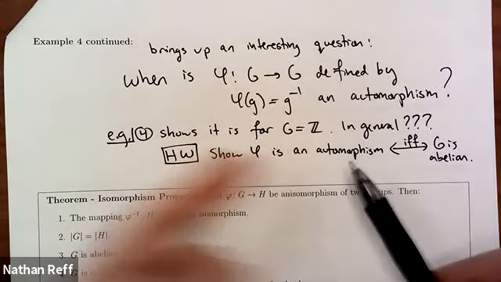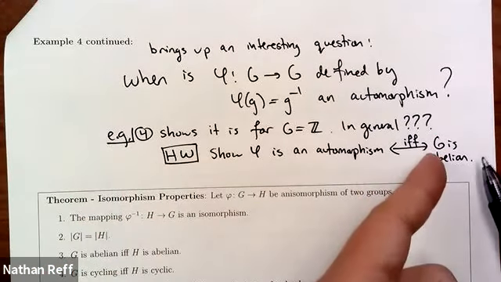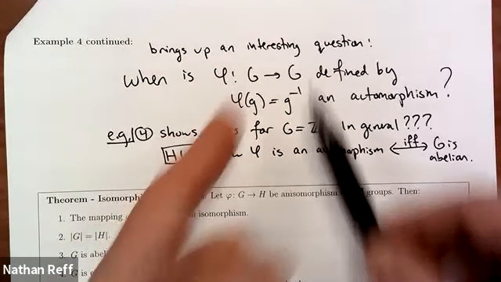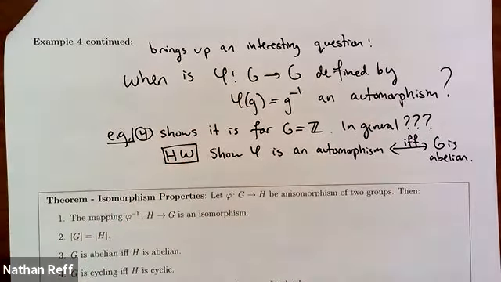So this is an if and only if, so it's two parts. If it's a group, this will be an automorphism. And if this is an automorphism, then you'll get that this is a group. Okay. So try it out. My hint to you is that socks and shoes will be involved in that proof.